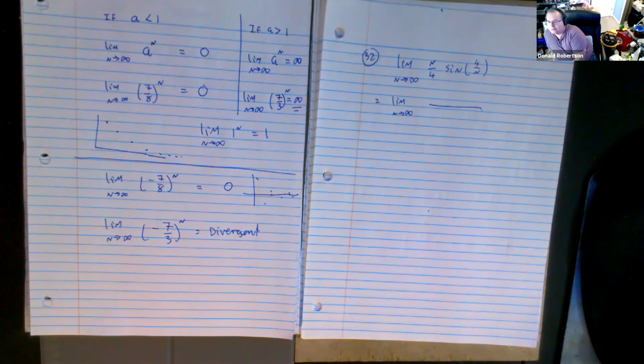Would you agree brute force is probably not going to help you? Would you agree you can't really divide the top and bottom by n or n squared? There's no obvious way that that's going to happen. So who is left? L'Hopital is left. So this must be a L'Hopital question. But L'Hopital needs a fraction, and I don't have a fraction. So I've got to make one.